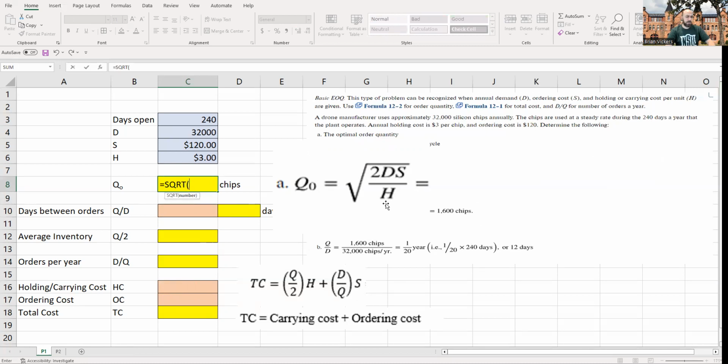The way that the order of operations works, we don't need to put parentheses around 2DS over H first, but you can help visualize it to see that all the calculations are done in the numerator first. I'm going to go ahead and open a second set of parentheses. It's not technically needed. So it's going to be 2 times D times S. I'm going to close my parentheses in the numerator, divided by H, close my parentheses on the entire formula, and then hit enter. And you'll see that it comes out to 1,600 as well. So there's the formula for that. That's square root of 2DS over H.